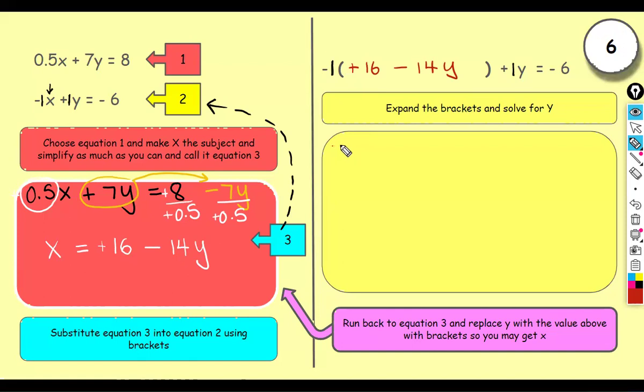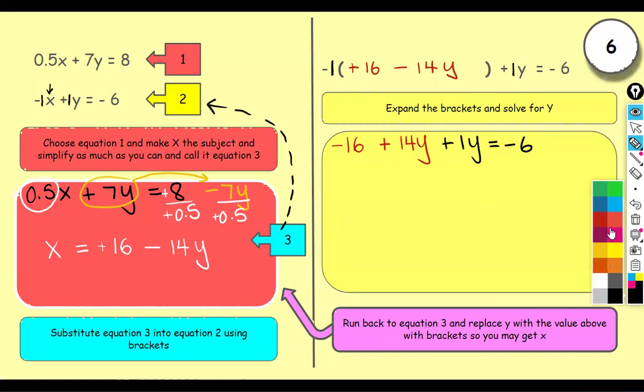-1 by positive 16 is minus 16. -1 by minus 14y is positive 14y. Then you write back positive 1y is equal to -6. I trust everyone has up to there. It's just a matter of solving for y now.